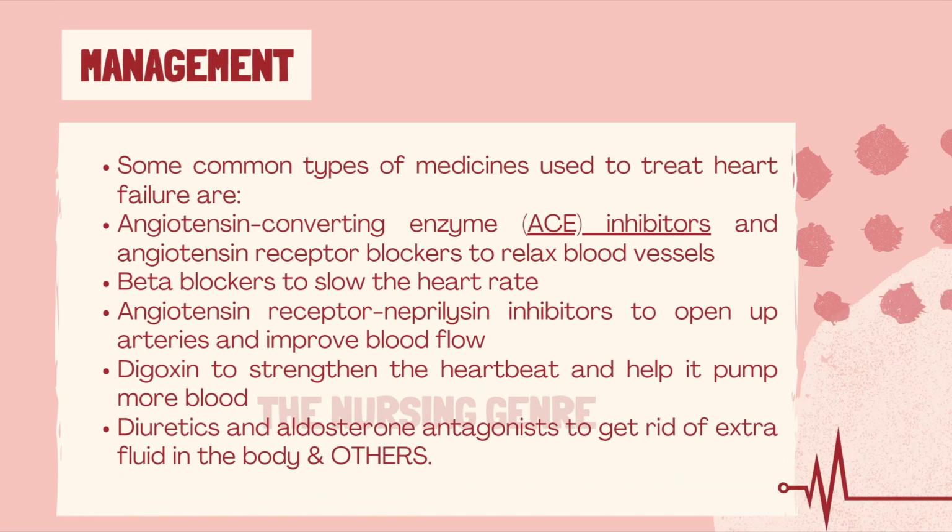How to treat a patient with this condition called congestive heart failure? Some common types of medicines used to treat heart failure are angiotensin converting enzyme ACE inhibitors. So what they'll do, they'll relax blood vessels. Next one, beta blockers. This slows the heart rate. Angiotensin receptor neprilysin inhibitors. So they'll open up arteries and improve the blood flow.